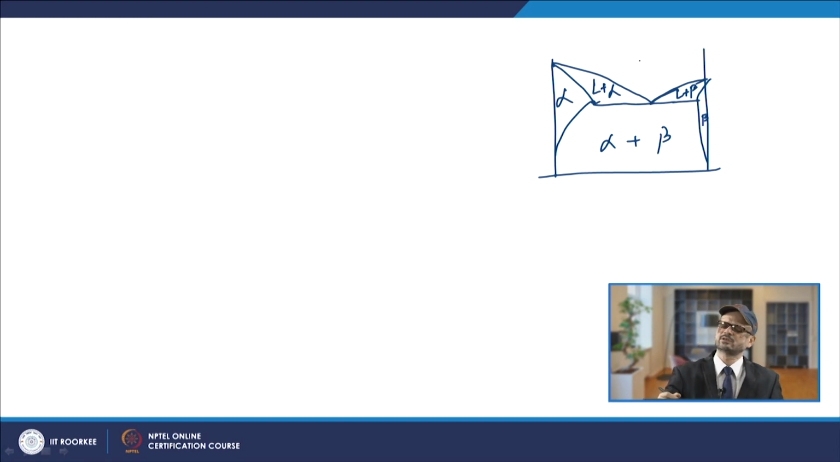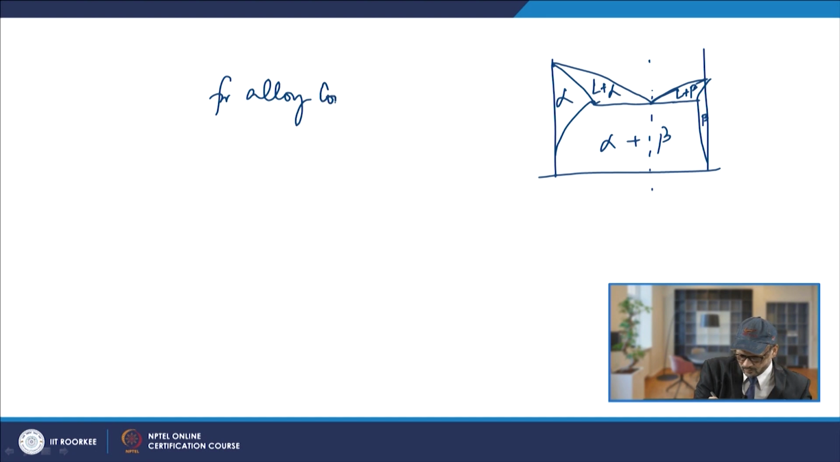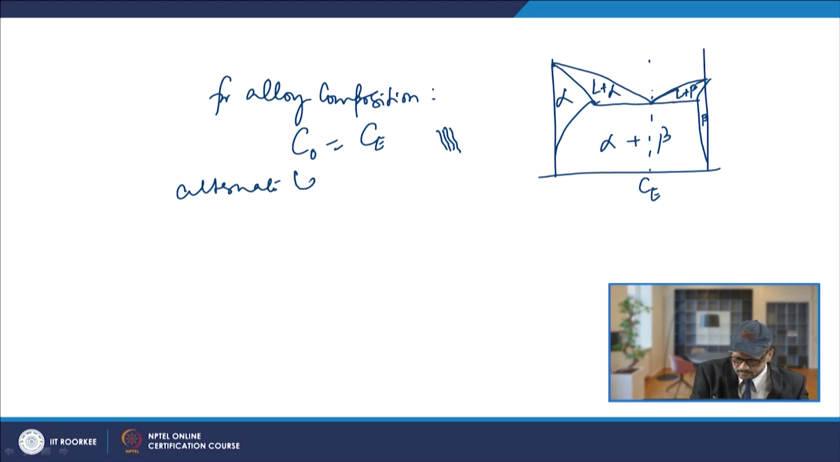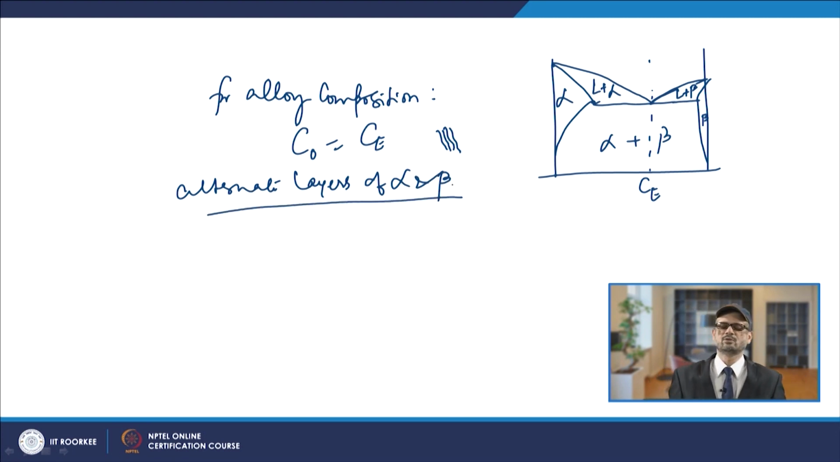So, if you talk about the eutectic composition, in this case when the eutectic solidification occurs, the microstructural development will normally have alternate layers. So, for an alloy composition C naught as Ce, that is your eutectic composition. If your alloy is of this composition, in that case you will have a eutectic type of microstructure, and there you will have alternate layers of alpha and beta, that is formed in the case of eutectic composition.